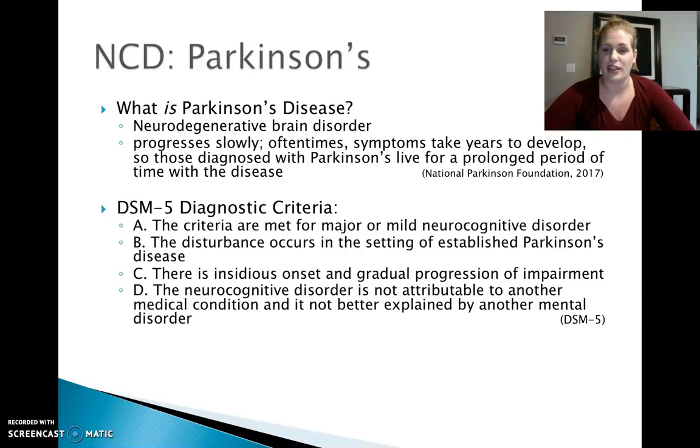How exactly is Parkinson's diagnosed? The DSM-5 gives us 4 diagnostic criteria. A, the criteria are met for major or mild neurocognitive disorder. B, the disturbance occurs in the setting of established Parkinson's disease. C, there is insidious onset and gradual progression of impairment. And D, the neurocognitive disorder is not attributable to another medical condition and is not better explained by another mental disorder.